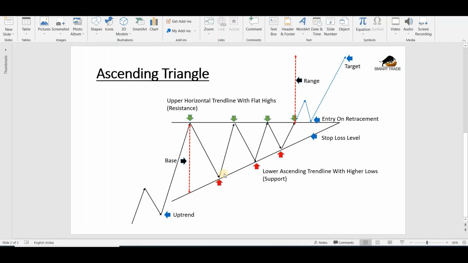So basically what it means is buyers are not letting the price fall. At the same time, sellers are not able to drive the price lower because it's going back and testing. So this is the criteria. So this is how the structure will look.